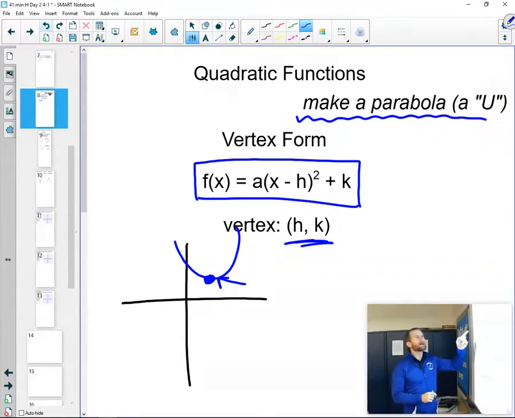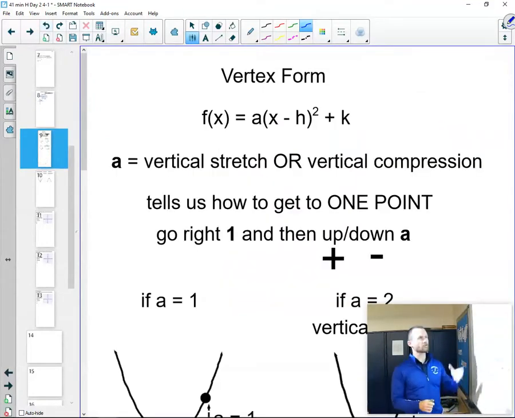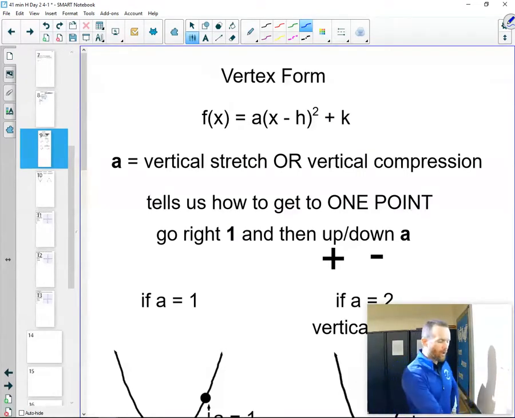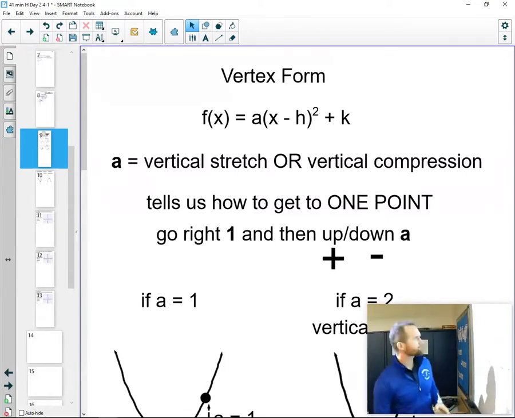We'll see exactly how that works in an example in a second, but for now, just know h, k gives us the vertex. We still haven't talked about a though, and a deserves a little bit more attention. So we got a whole slide just dedicated to a in vertex form. So a is the vertical stretch or the vertical compression. So it's almost like we're holding a rubber band or like an exercise band or something, and we stretch it vertically or we compress it vertically. Those are our two options.